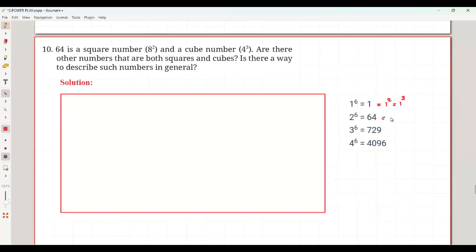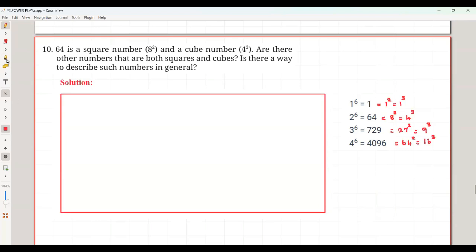Now 64, I can write as 8 square as well as 4 cube. Square number as well as cube number. Next, 729. 729 is nothing but 27 square as well as 9 cube. 9 cube is 729. In the same way, 4096 we can also write as 16 cube. So like this, you can find other numbers also.